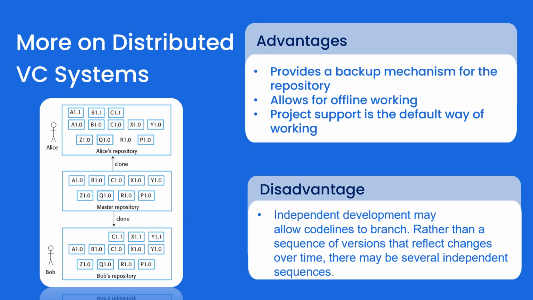Thirdly, project support is the default way of working, so developers can compile and test the entire system on their local machines and test the changes that they have made. However, a consequence of the independent development of the same component is that code lines may branch rather than a linear sequence of versions that reflect changes to the component over time. There may be several independent sequences.